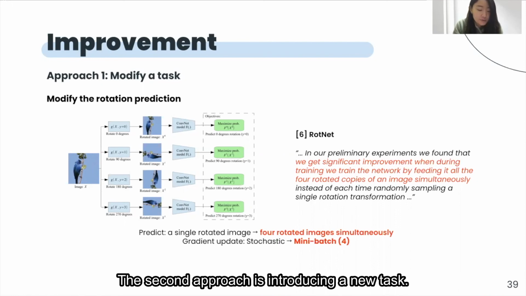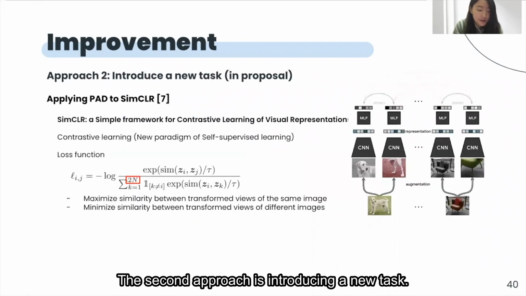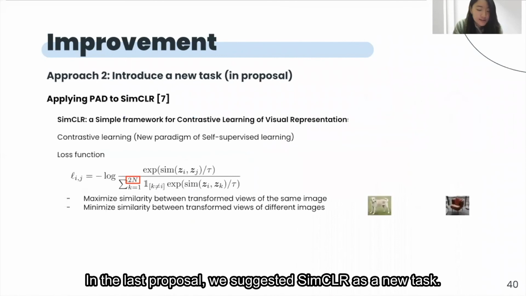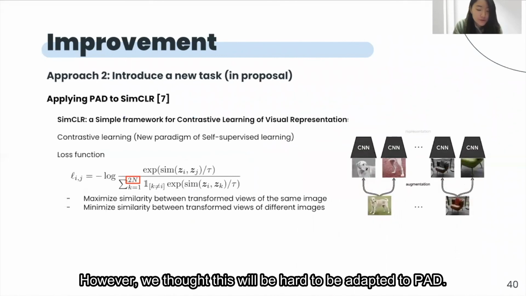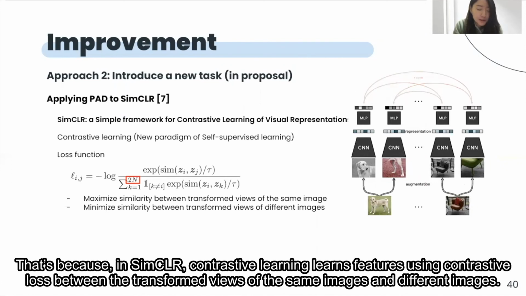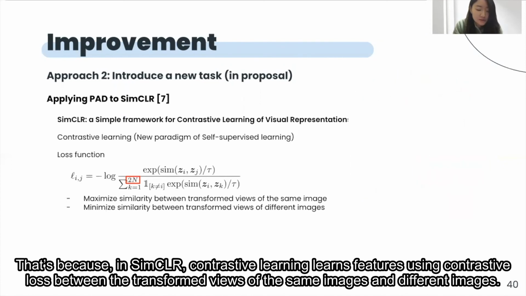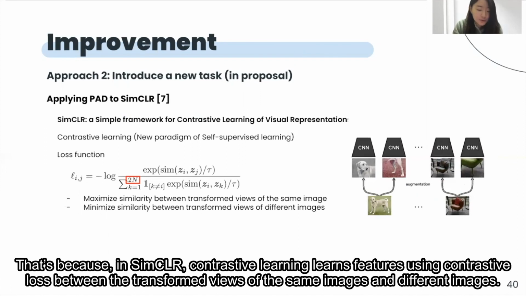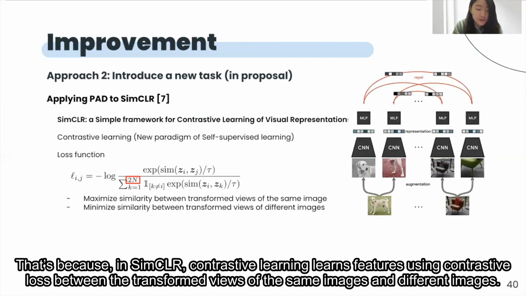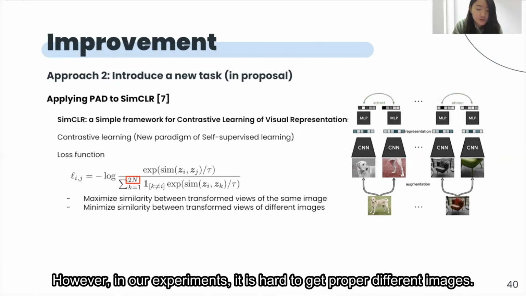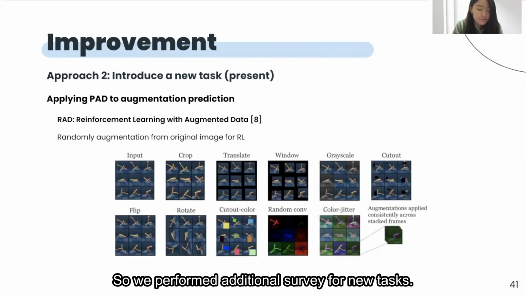The second approach is introducing a new task. In the last proposal, we suggested SimCLR as a new task. However, we thought this would be hard to adapt to PAD. That's because in SimCLR, contrastive learning learns the features using contrastive loss between the transformed views of the same images and different images. However, in our experiments, it is hard to get proper different images. So we have looked for additional solvable new tasks.